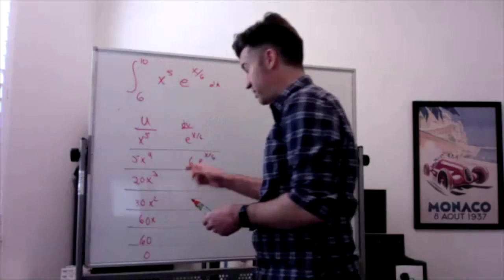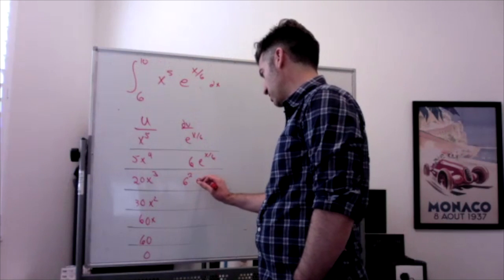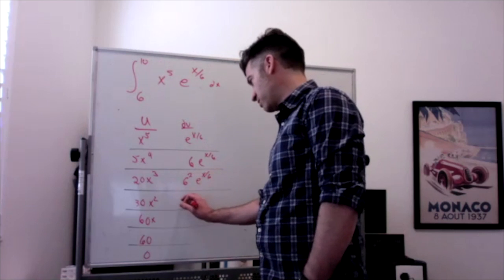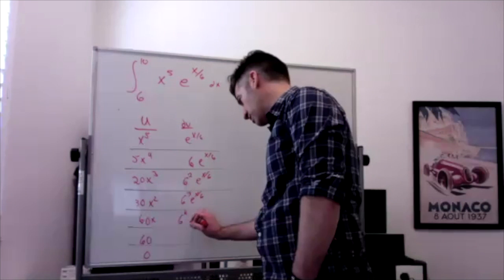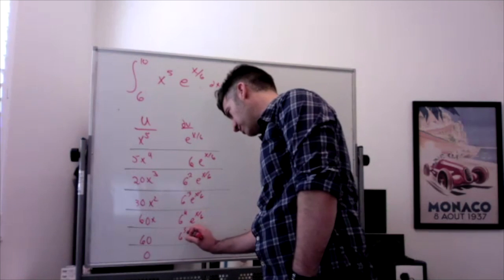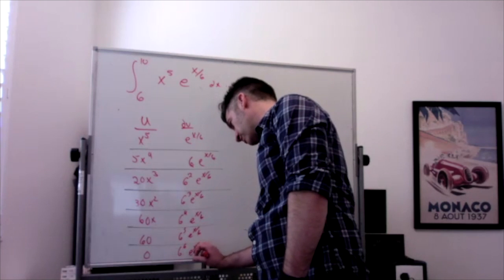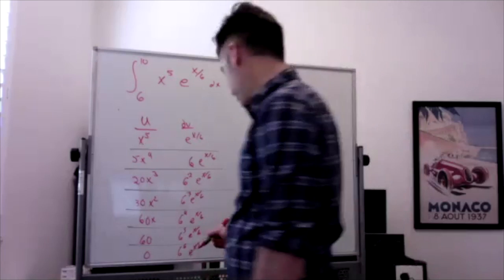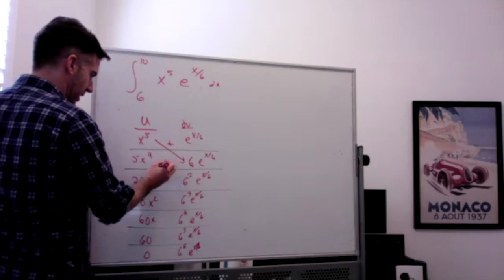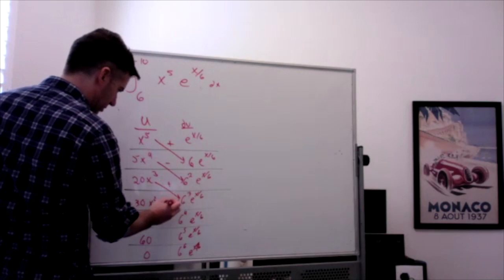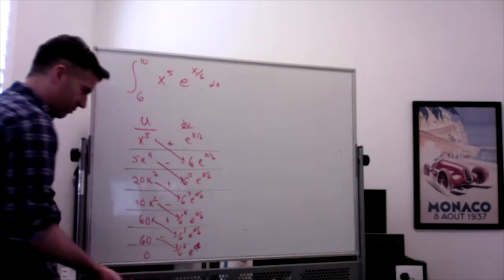So then the antiderivative of 6 e to the x over 6 is going to be another 6 times e to the x over 6. So 6 squared times e to the x over 6. And the next one's going to be 6 cubed times e to the x over 6. And the next one's going to be 6 to the 4th times e to the x over 6. Next one's going to be 6 to the 5th times e to the x over 6. And the last one's going to be 6 to the 6th times e to the x over 6. And then we would do plus this times this, minus this times this, plus this times this, minus this times this, plus this times this, minus this times this.